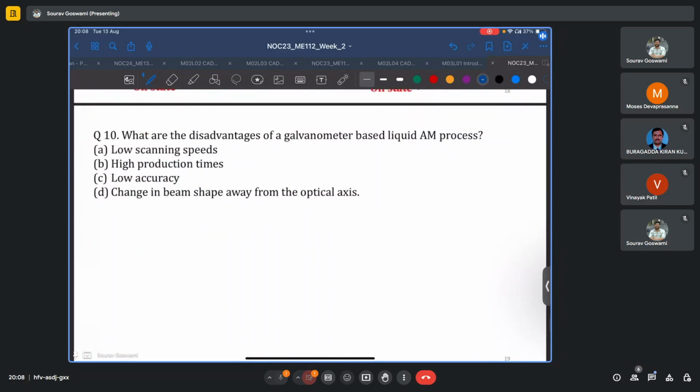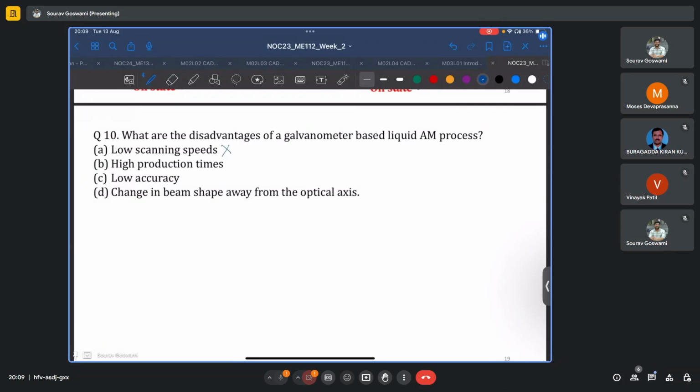The 10th question is asking us, what are the disadvantages of a galvanometer-based liquid AM process? Are the scanning speeds low? No. We already discussed how, given that the galvanometer mirrors have very low inertia, we can achieve relatively high scanning speeds.